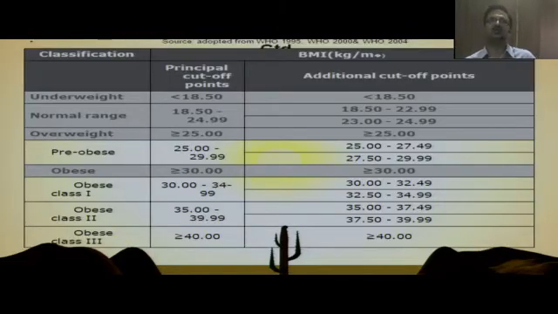According to the WHO source, in 1995, 2000 and 2004, WHO has given some principal cutoff points. Here we can call it overweight if the BMI is more than or equal to 25. Pre-obese can be labeled in the category of 25 to 29.9 BMI. Obese is more than 30. In obese also we have sub-categories like class 1, class 2, class 3. Accordingly, they are divided into 30 to 34.9, 35 to 39.9, and more than 40 is class 3 obesity.